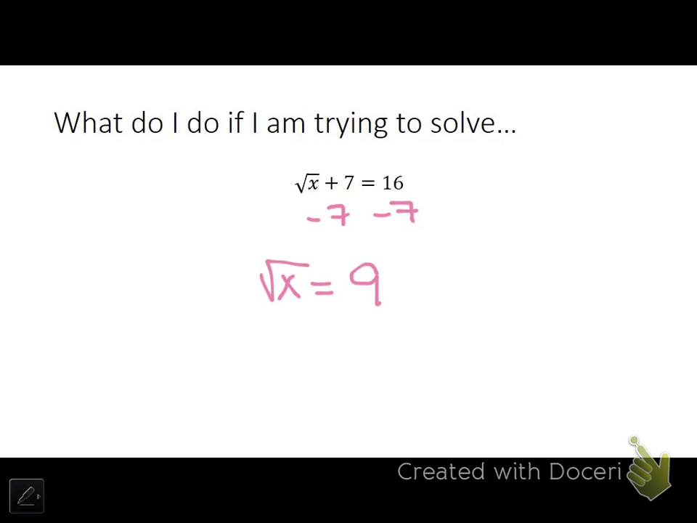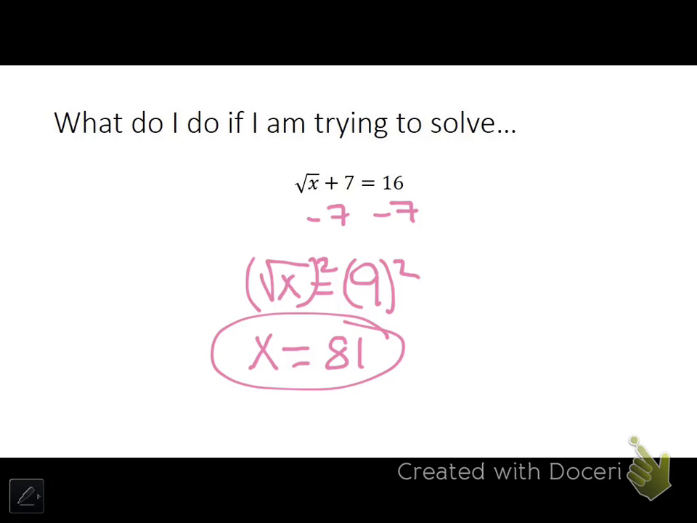Okay, to get rid of a square root, the opposite of square rooting is squaring. So I'm going to square both sides. That will cancel my square root, so then I'll just have x equals, well, 9 squared is 81. So that's my answer.